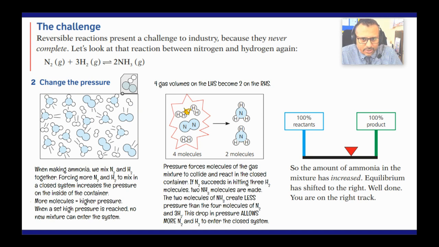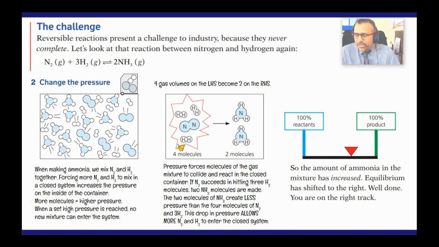Well, if you think about it, when you have this forwards reaction, you have 4 gas volumes on the left-hand side. You have 3 molecules of hydrogen and 1 molecule of nitrogen reacting for every 2 molecules that could potentially be made of the ammonia. So 4 gas volumes on the left-hand side become 2 on the right-hand side if you have a successful reaction between these 4 molecules. If that's happening and you're making your target molecule, which is the ammonia, what then happens? Well, the pressure drops inside the chamber, because you had 4 molecules, you now have 2 molecules bashing the inside.